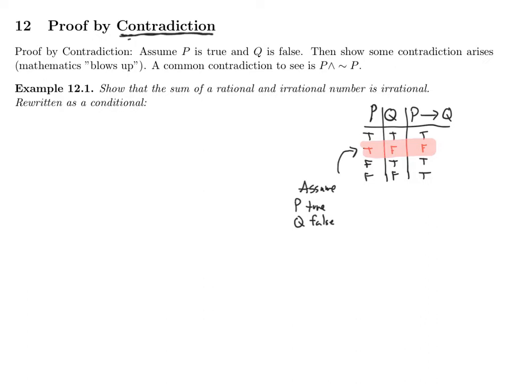So we have this problem, show that the sum of a rational and an irrational number is irrational. So maybe pause the video now and try and write this as a conditional sentence, an if-then sentence. See if you can do that.